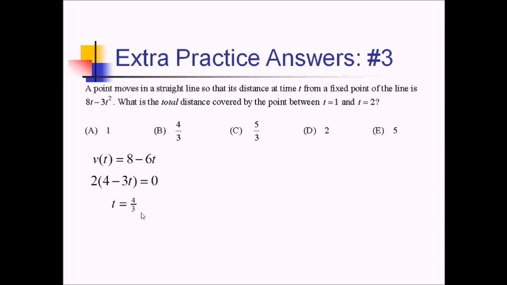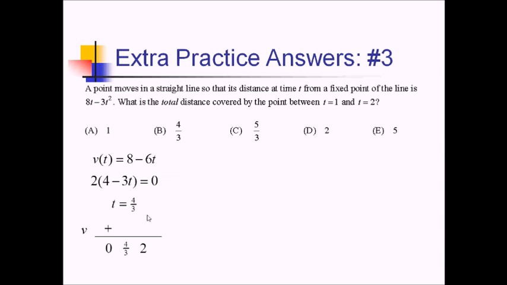Now, this is the only critical value, but it is between 1 and 2. So we are going to have to do a little sign analysis to see if we change directions. Plugging in a number less than 4/3, like 0, that's going to make this come out positive. Plugging in something bigger than 4/3, like 2, that's going to make this come out negative.